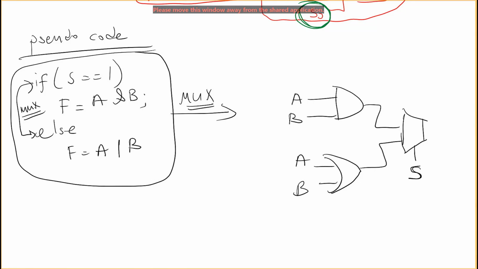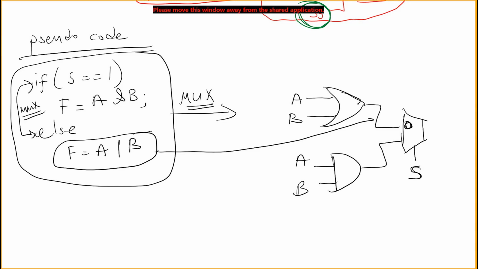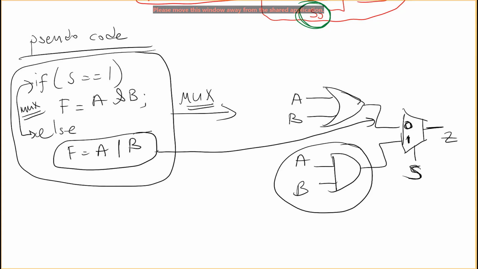So this is actually the other way. So this will be an OR gate and this will be an AND gate. So if S is 0, I am getting this, right? If S is 1, I will be getting the AND operation, and this will be my Z. So this is a real life example of where we use this multiplexing operation.